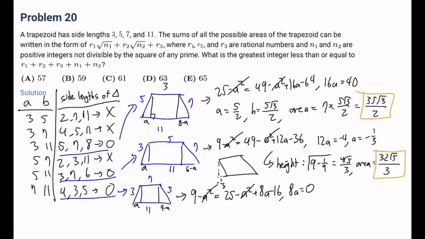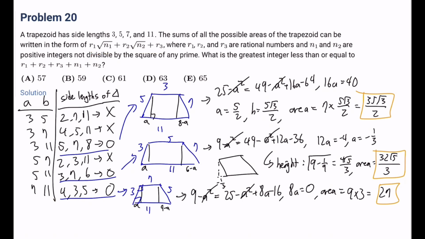So that basically means that this is actually the height, right? So this is the height. So 3 is the height. So this gives us that the area is 7 plus 11 divided by 2, so that's 9. 9 times, and then 3 is the height, so this is going to be 27. So we have this. And so these three added together is this.